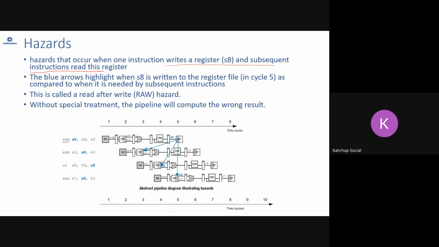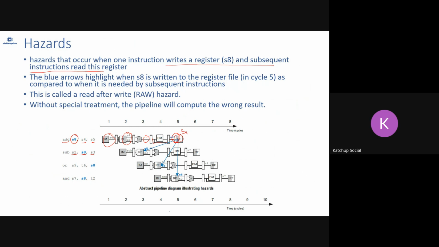Now what is happening here is add S8 is equal to S4 plus S5. So the next instruction is S2 is equal to S8 plus S3. So the immediate next instruction needs this S8. And when is S8 written? Let's see: the first instruction fetches, then S4 plus S5, the ALU operation happens, and then S8 is written into the register file. So basically S8 is available here. This cycle it is available.